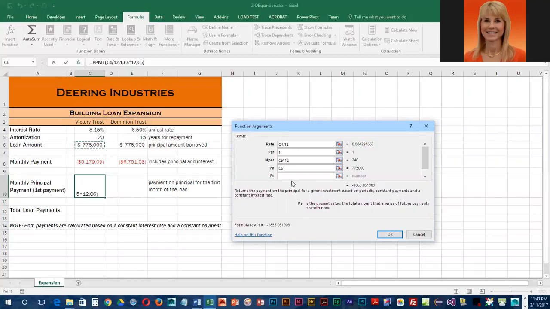We're going to leave future value empty. That would be the balance at the end of the loan. If you leave it blank, it's assuming zero, which would be true. It would be paid off. So we're going to go ahead and click OK.